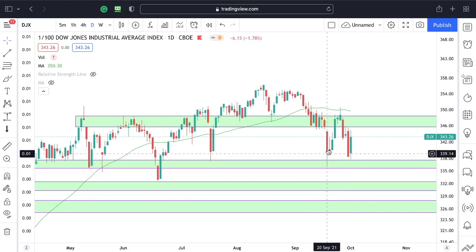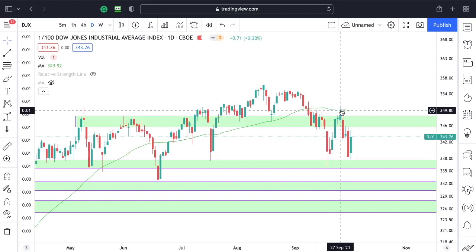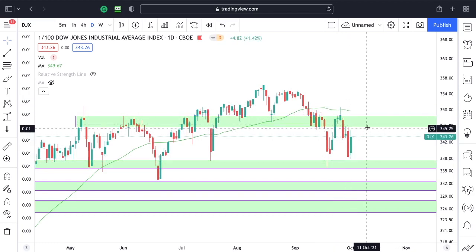So this is a support, but as prices rebounded from the support, it found resistance in the form of the 50-day moving average. As you can see, as prices rallied back up over here, prices encountered resistance and could not break above the 50-day moving average, and instead declined back to the support over here. So moving forward for the Dow Jones, this price area of around $345 to $350 will be an area where prices are likely to encounter resistance.